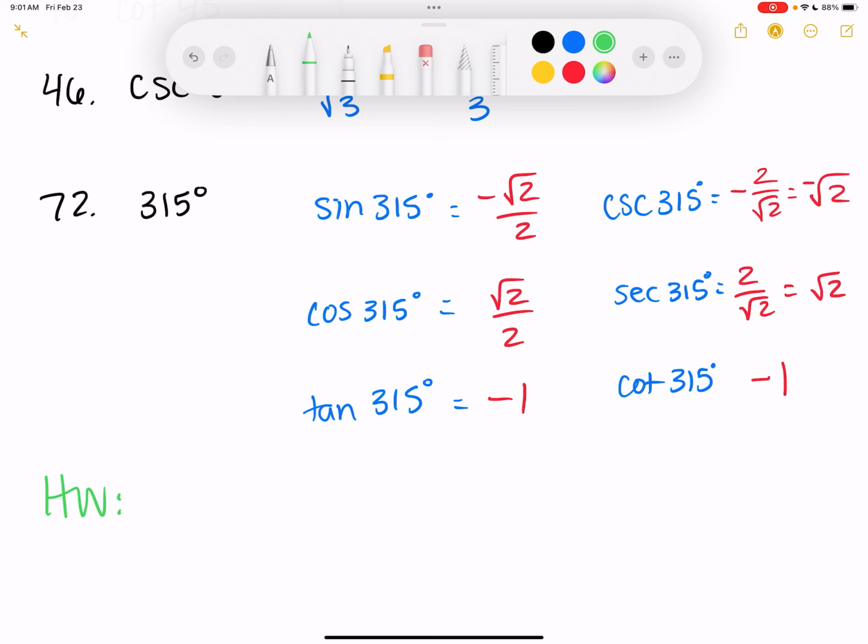All right, 11, 15, 19, 31 through 45 odd. Those are just the ones off the unit circle of just reading off the numbers and putting them down, or maybe a slight manipulation like we just did. And then 71.